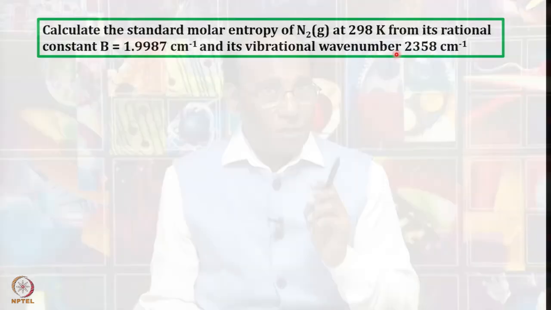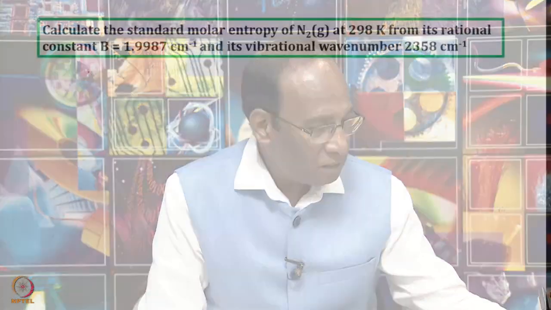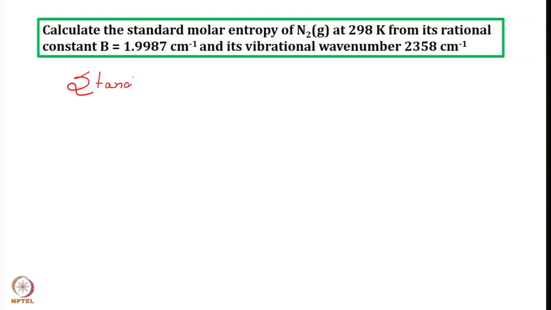The question that we need to address here is the standard molar entropy of nitrogen gas. When I say standard molar, we are talking about the standard state, that we represent by the symbol with a naught, and we put pressure equal to 1 bar, and molar means I will talk about S M naught. For the sake of simplification, I will not write M and naught. I will simply write S, but you take it as standard molar entropy.